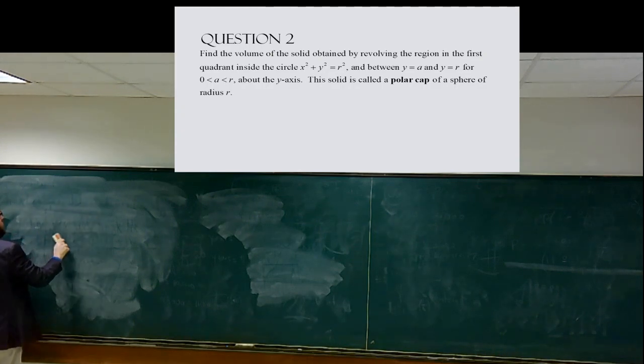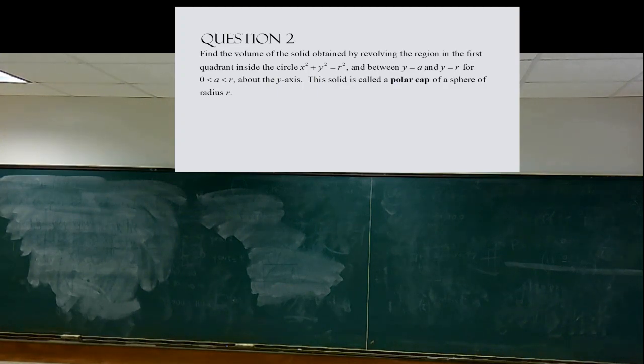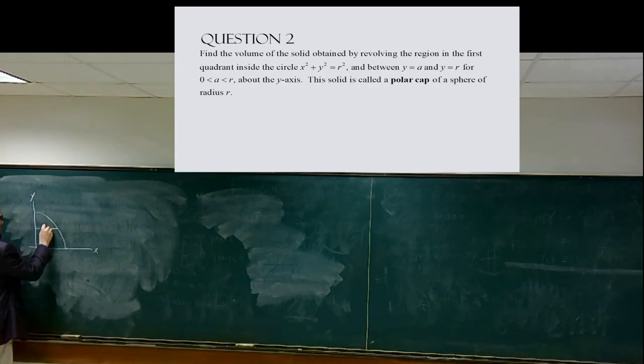So first I'll sketch the region. And then I'll show you how we could do it using Wolfram. So we take the quarter circle, good enough for government work. Let's call that y equals a. So this is our region up here.